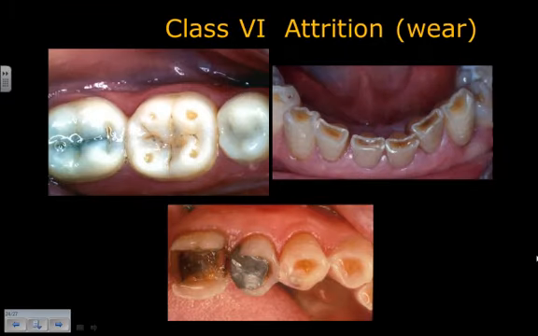So here are some clinical cases demonstrating Class 6 attrition, wear of teeth. Let's look at the upper left-hand side of the mandibular molar, and you can see that on all four cusps of this mandibular molar, we see Class 6 lesions. If I run my explorer over these, the enamel is very flat on the cusps themselves, and I drop into these valleys of dentin.